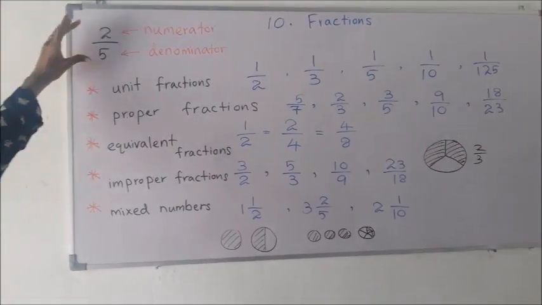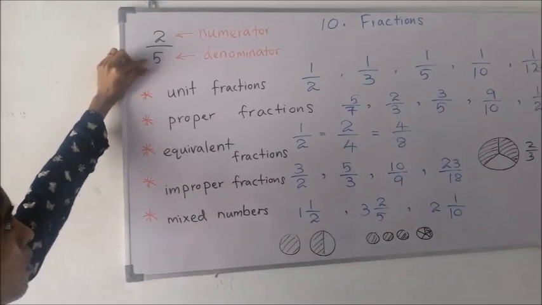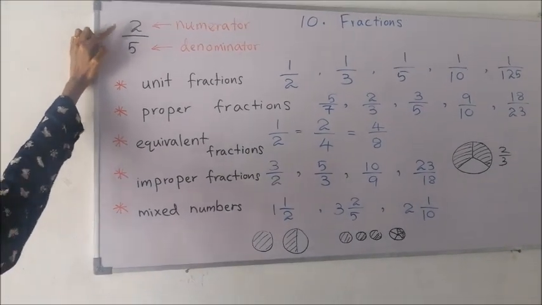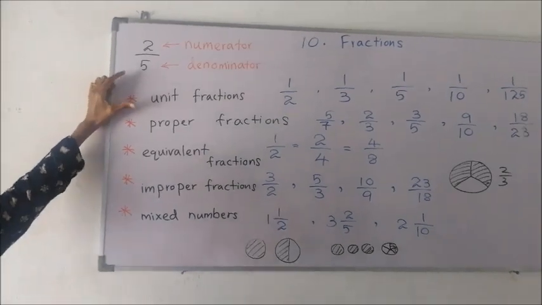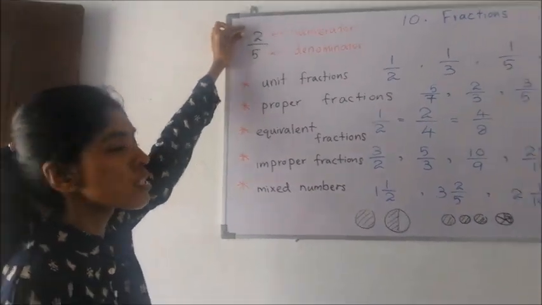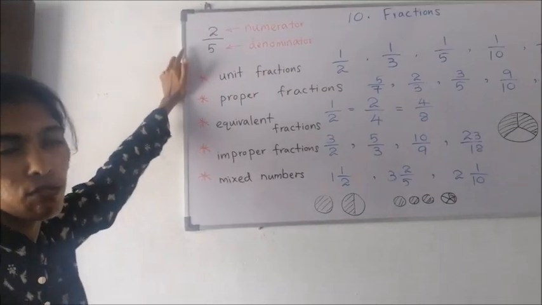See, in a fraction there are two main parts. What are those? The bottom number we call the denominator, and the top number we call the numerator. Remember that. Firstly, we learnt about unit fractions. What are these unit fractions? If the numerator is every time 1, such types of fractions are called unit fractions.